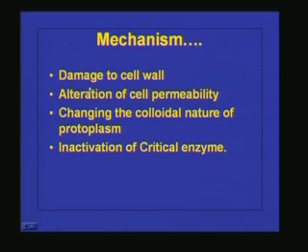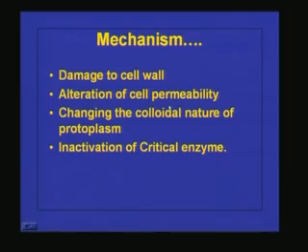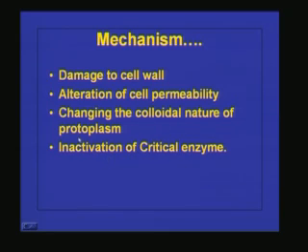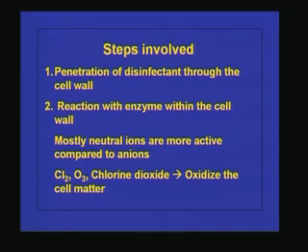In detail we can tell like this: it damages the cell wall and alters the cell permeability. What will happen when the cell permeability is altered? The cell material present inside the cell wall will come out of the cell, which destroys the cell viability. The third one is changing the colloidal nature of the protoplasm, because these chemicals act with the protoplasm material and change its colloidal nature, or inactivate the cell material. And the last and most important one is that the disinfectant will be inactivating the critical enzymes. Critical enzymes are those enzymes which are responsible for all life supporting reactions or functions of the cell.